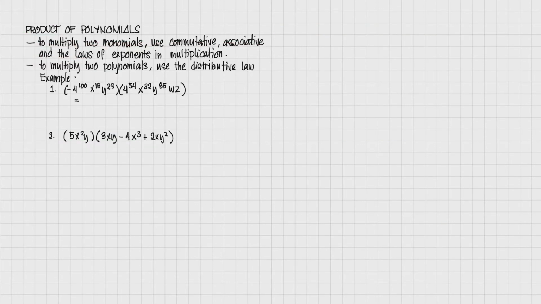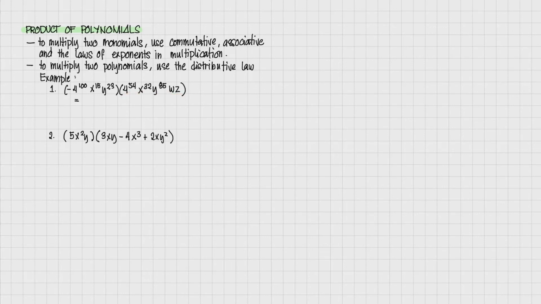Okay, next, product of polynomials. To multiply two monomials, we're going to use the commutative, associative, and the laws of exponents in multiplication. And to multiply two or more polynomials, we're going to use the distributive law. So let's tackle some examples. We have here negative 4 raised to 100 times x raised to 15 times y raised to 23. And then we're going to multiply that whole term to 4 raised to 54 times x raised to 32 times y raised to 85 and then w times z.